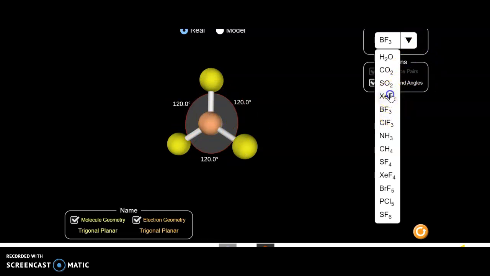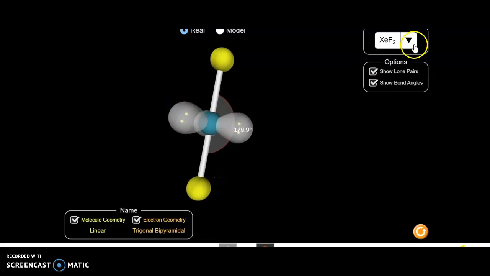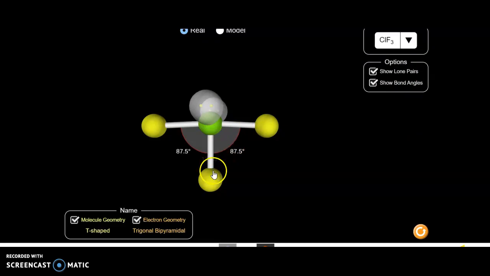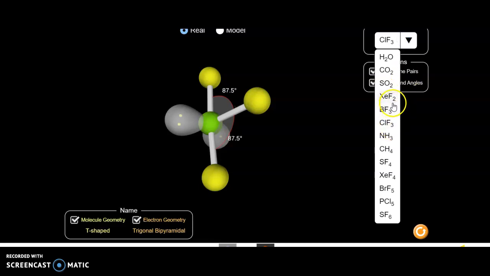Let's take a look. There's something crazy. Check that out. Anyways, let's see. Yep, there's a T-shaped molecule. That's cool. We won't go up to those. We only do 4 electron domains in this class.